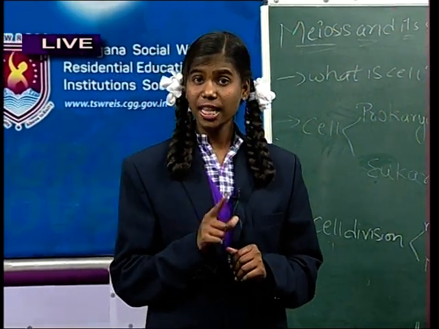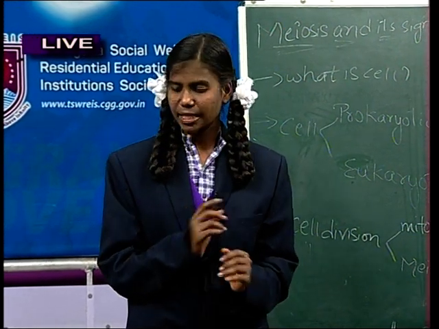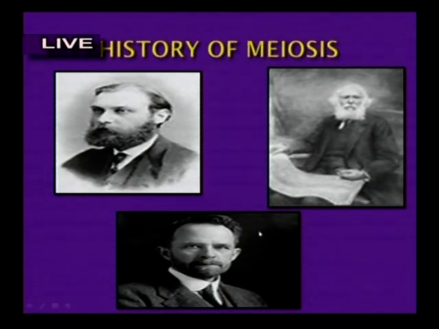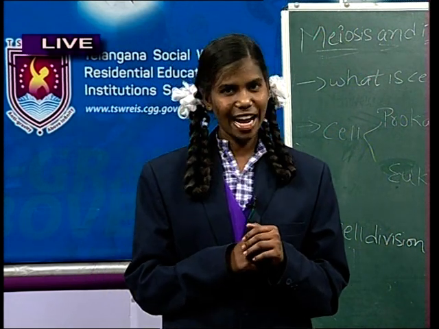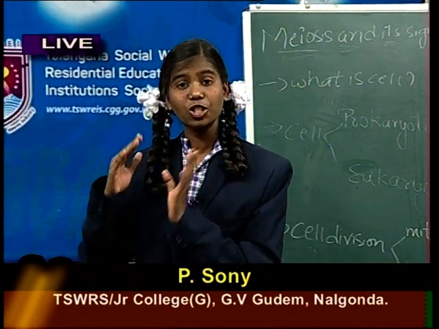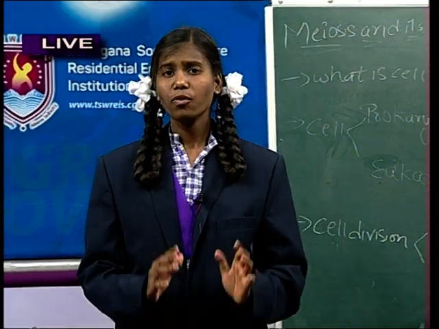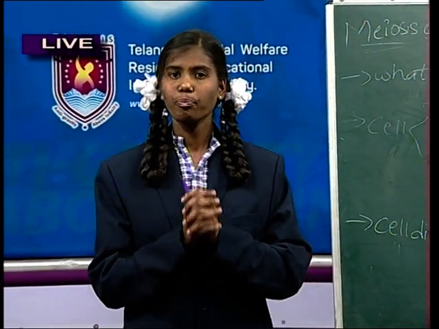Another thing, in 1911, he is Thomas Hunt Morgan, friends. In 1911, Thomas Hunt Morgan observed the crossover in Drosophila melanogaster, and he proved the evidence. What evidence means? He proved the evidence that genes are transmitted on chromosomes. So friends, now we have discussed the history of meiosis.